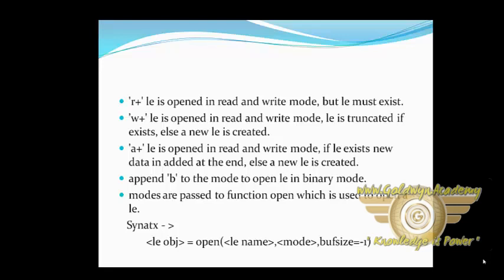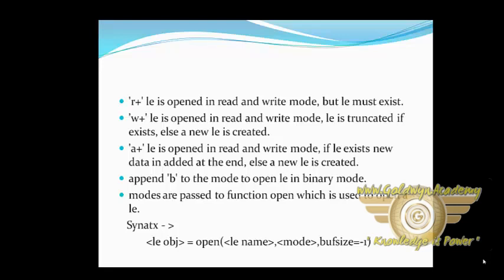a+ file is opened in read and write mode. If the file exists, new data is added at the end, else a new file is created. Append b to the mode to open the file in binary mode.